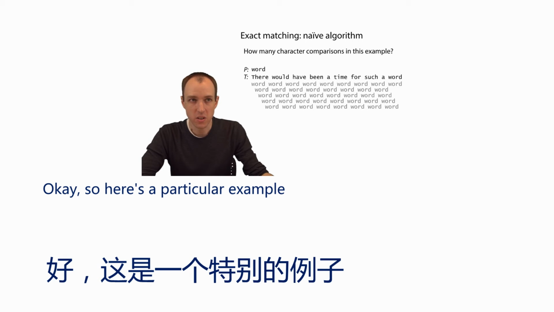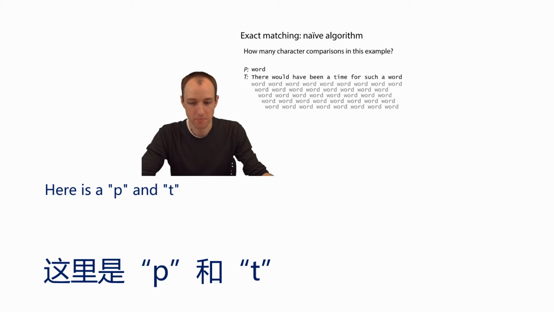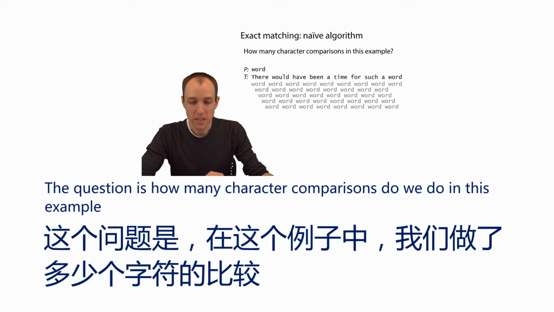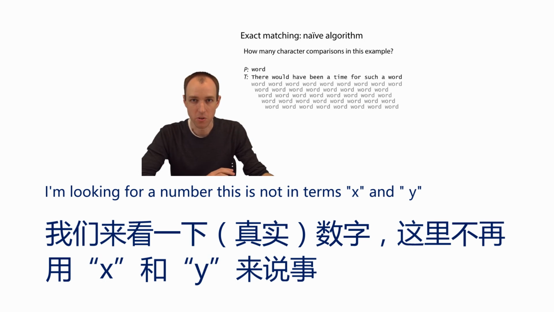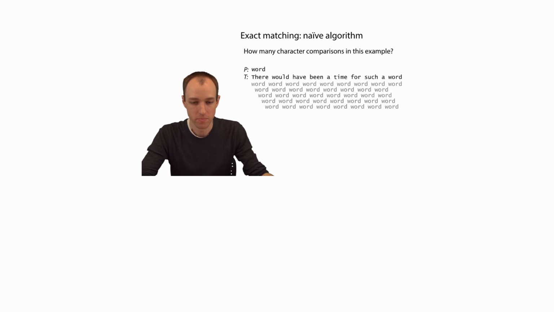Okay, here's a particular example. Here's a P and a T. The question is, how many character comparisons do we do in this example? I'm looking for a number. This is not in terms of x and y, but an actual number of character comparisons that we would do in this example.